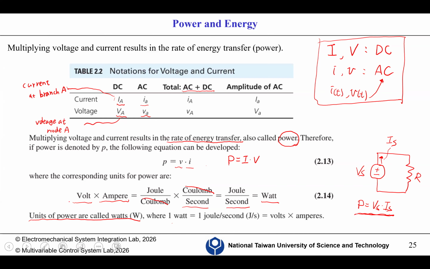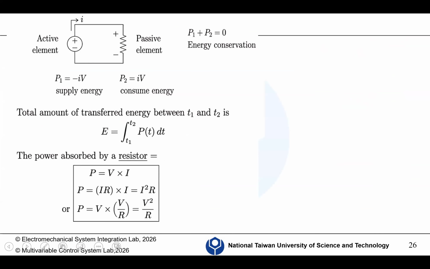Let's look at the next page. So let's look at this circuit. In this circuit, we have a voltage source. Okay, this is a voltage source. It's an active element.